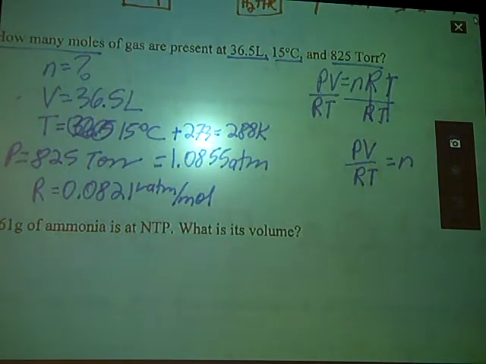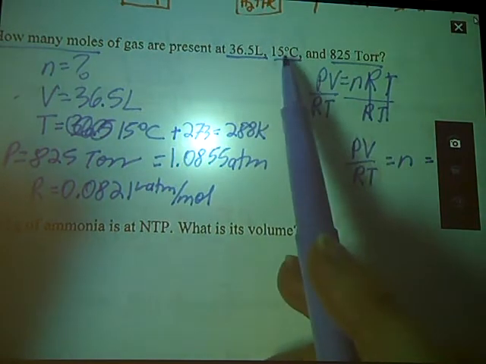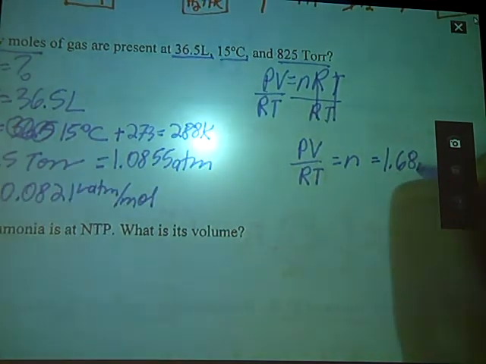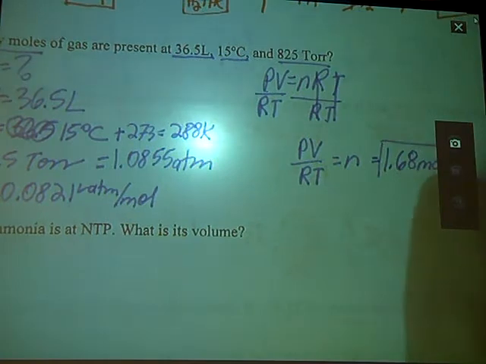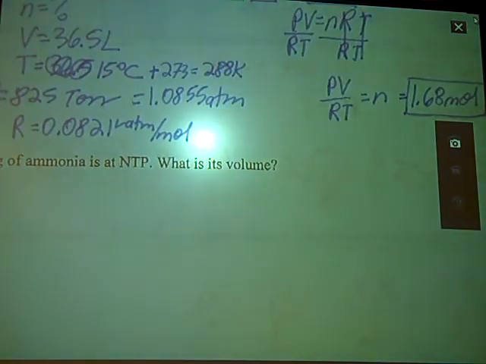So 1.0855 times my volume divided by R times T. How many sig figs can I have? Looks like 2, so no more than 3. 1, 2, got around 3 moles. Now, if the problem told you what you were talking about, your answer would also need to include the thing. But they didn't. I just have moles. So there we have it.